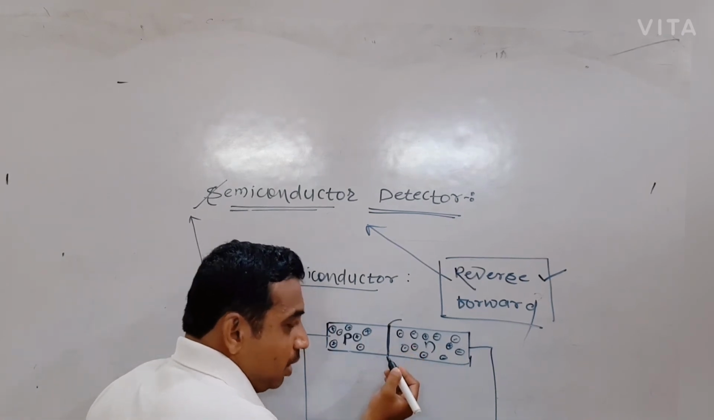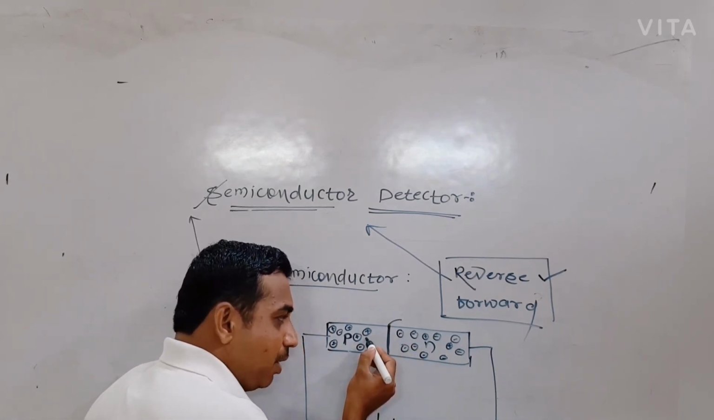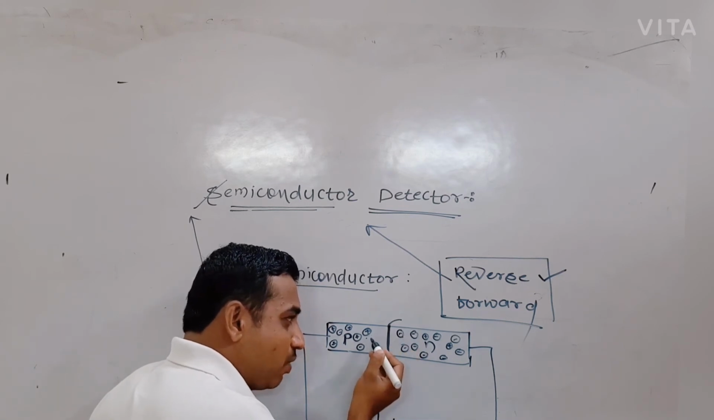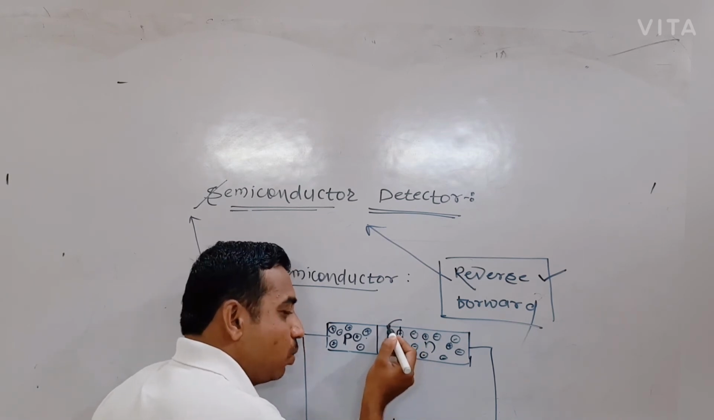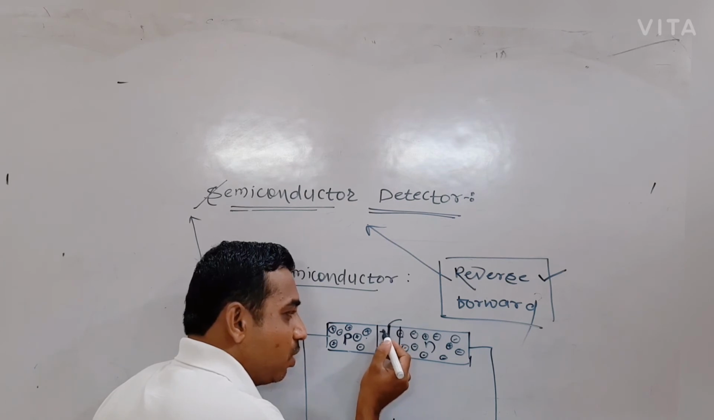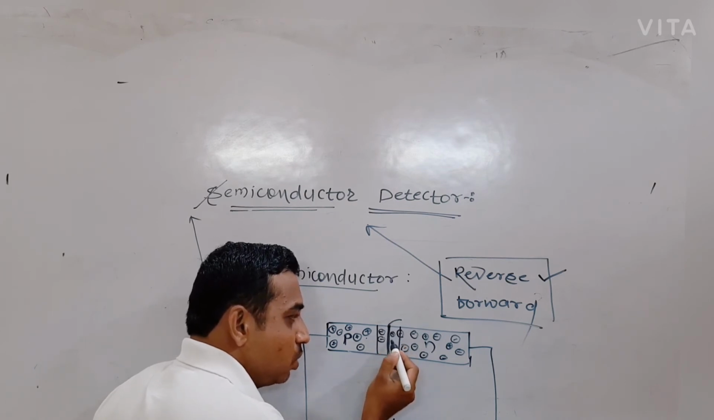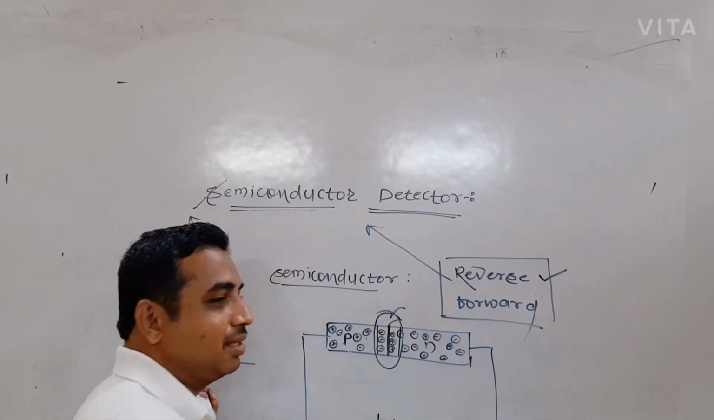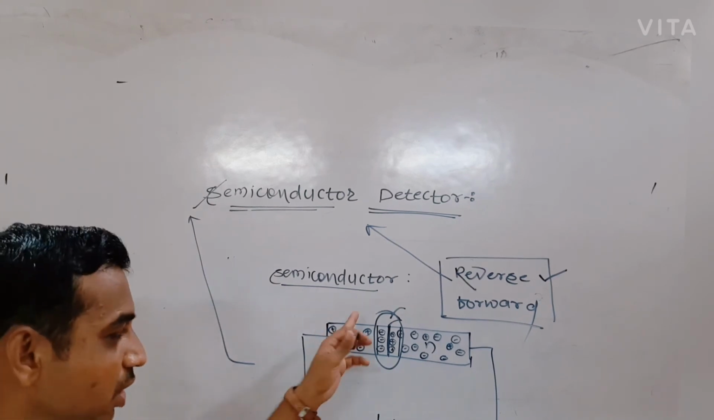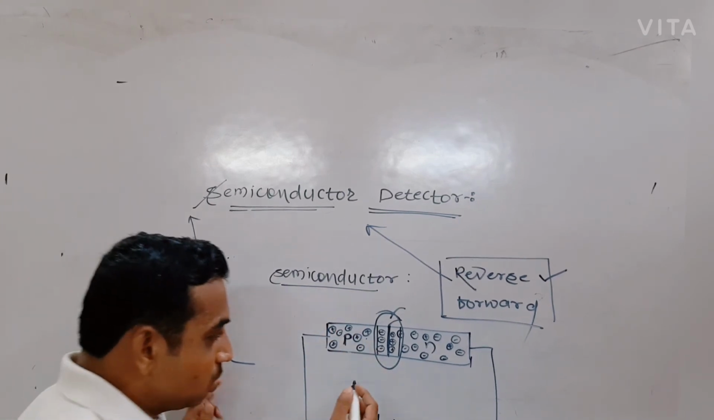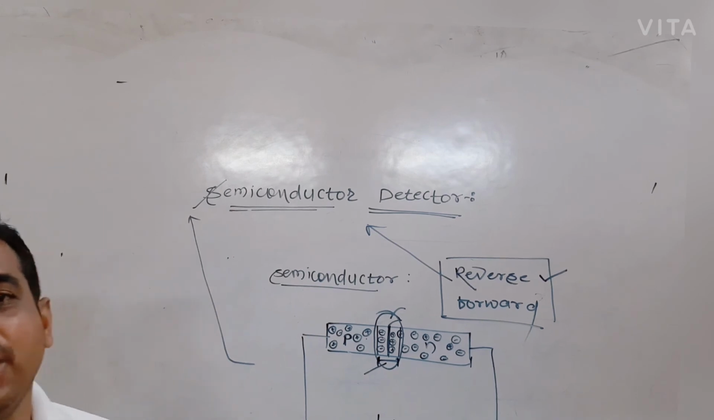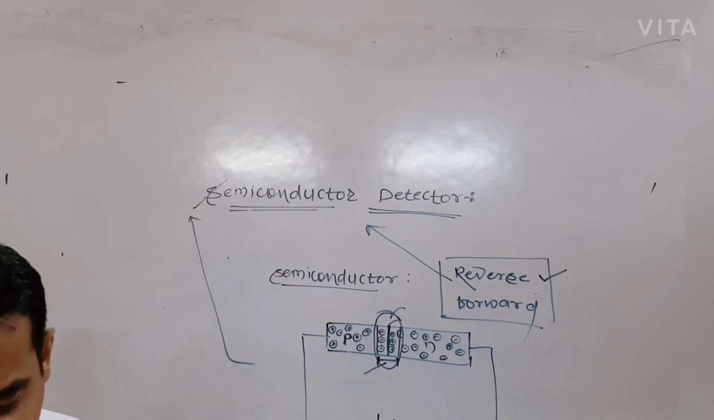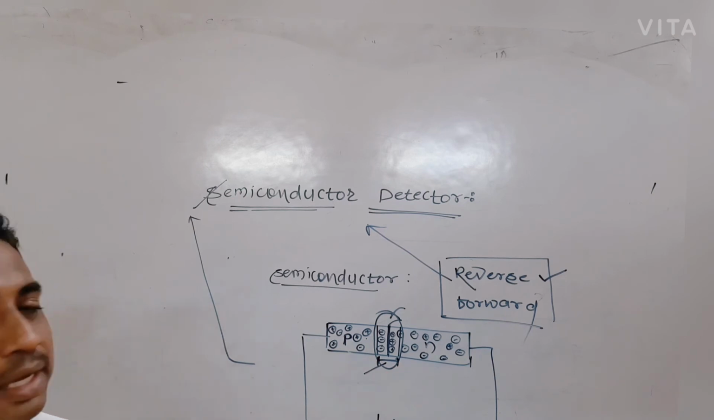Here are the negative terminal and here the positive terminal. The negative as well as the positive charges are attracted towards these points. Here the electrons go and here the positive holes are. So the junction which is formed here is called the PN junction. And this layer is called the depletion layer.